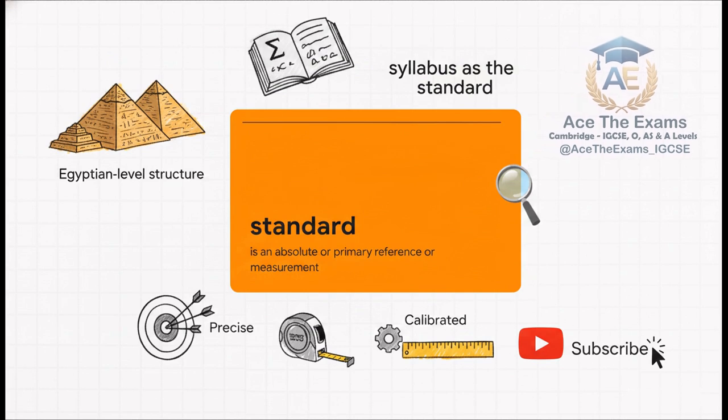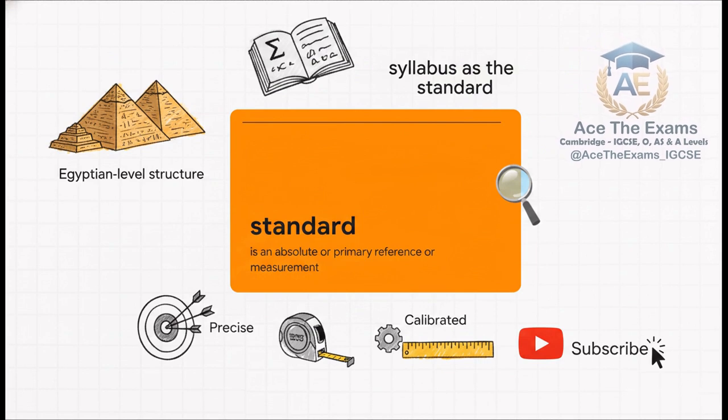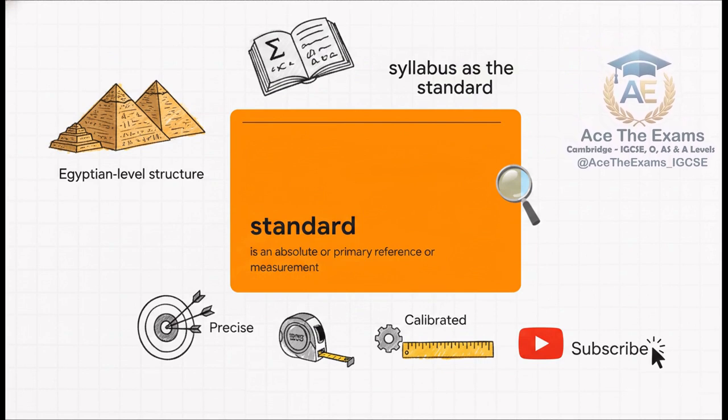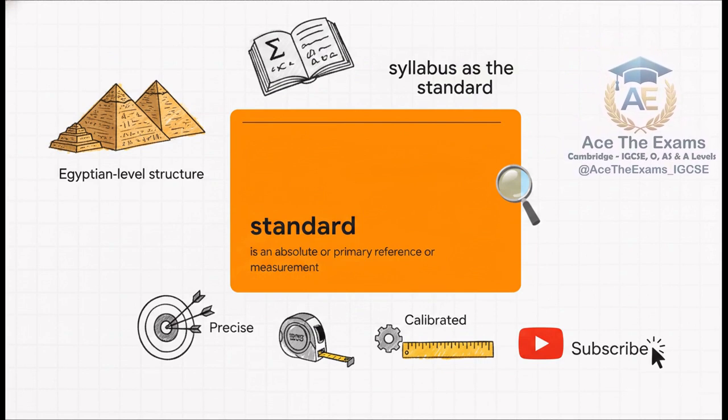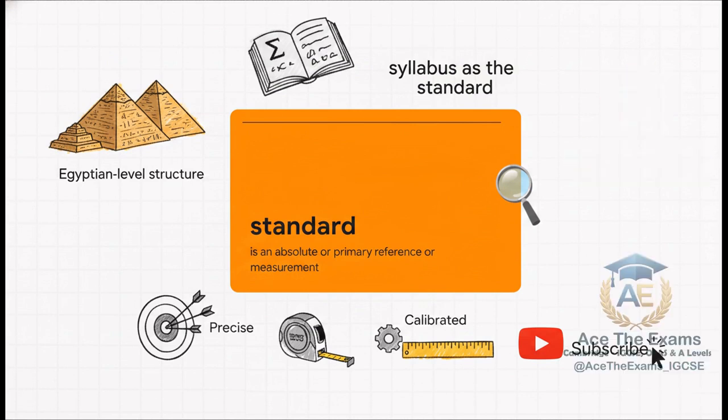Third, calibrated. An instrument is calibrated if it agrees closely with a known standard. Calibration in our context means making sure your brain is perfectly aligned with the Cambridge mark scheme.